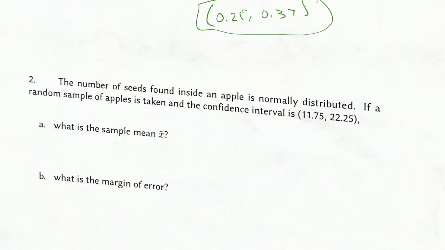And then this one, we're supposed to find the mean. The mean will be the middle number, so you're averaging those two things together. What's that going to be? 34 divided by 2, so 17. 17 is the middle of this. And then the margin of error is just the distance between that and either of the endpoints. So I'm going to go with the top: 5.25 is the difference between 22.25 and 17. Does that look good? So that's that.